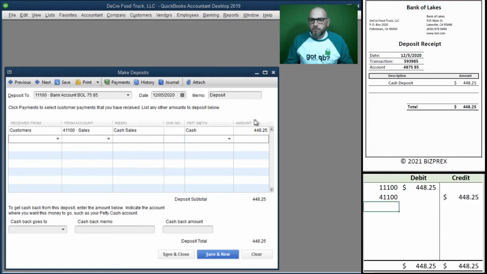Okay, so here we are. We're familiar with this interface, but let's solidify this amount right here: $448.25. It's a credit to account 41,100, and it's a debit to account 11,100.